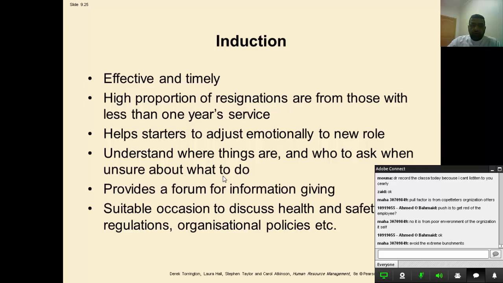Okay? The induction also. Induction means to give them the training that lets them know exactly what the company is all about. And by the way, the induction is for the new employees. Okay, the new employees. If you are new in the company, then you need induction. You need to be introduced to the people inside the organization. You need to know who your manager is, who your colleagues are, what your department is about, and what the other departments are all about. This is what we call induction.